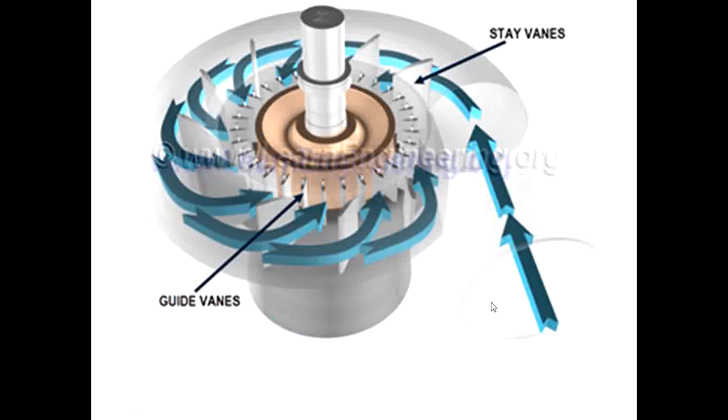Mixed flow reaction turbine. See, this is the axis of the turbine. This is the shaft. The turbine casing is there. This is the turbine casing, and then here you have the runner. So in your textbook you have the sketch, you practice that sketch, but let me explain this one properly.